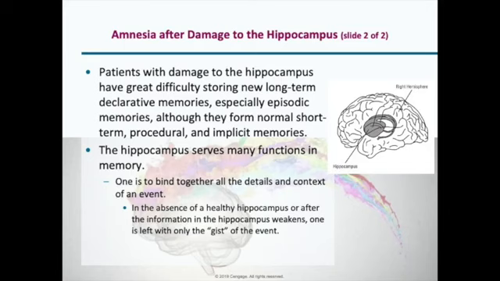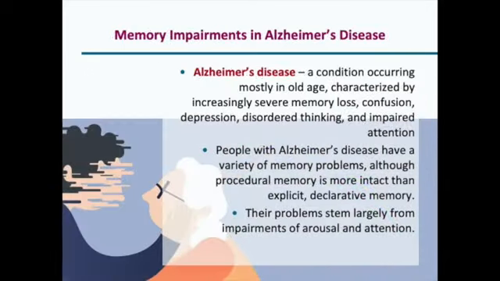Slide 63. Patients with Alzheimer's disease have weaknesses in almost all types of memory, although they can learn new skills. That is, they can engage in procedural memory. Alzheimer's disease is marked by accumulation of harmful proteins in the brain and deterioration of brain cells, impairing arousal and attention. The memory problems include both anterograde and retrograde amnesia.